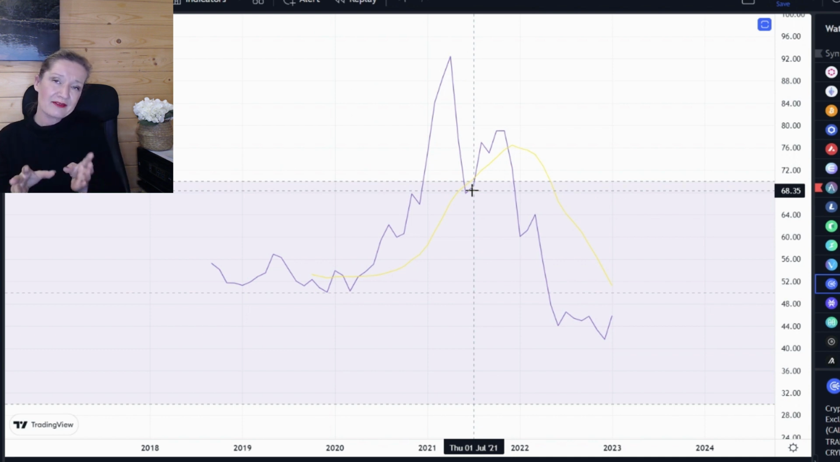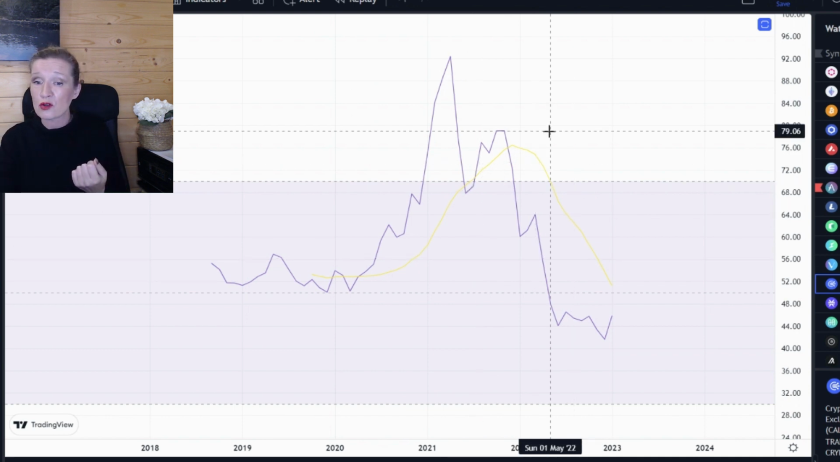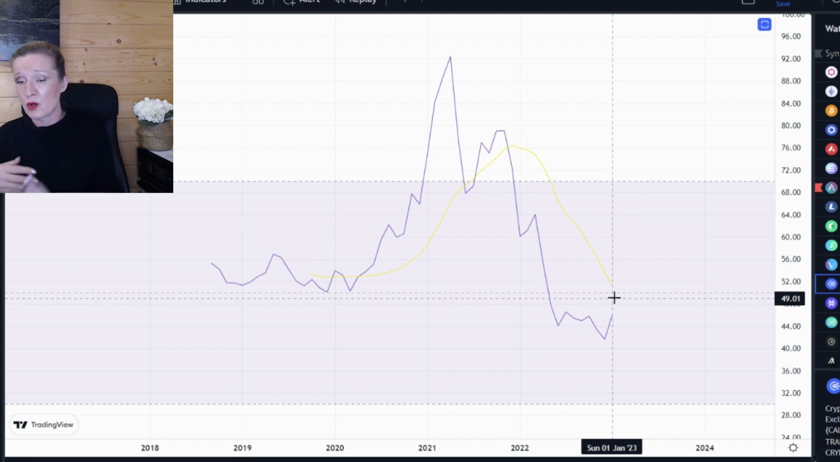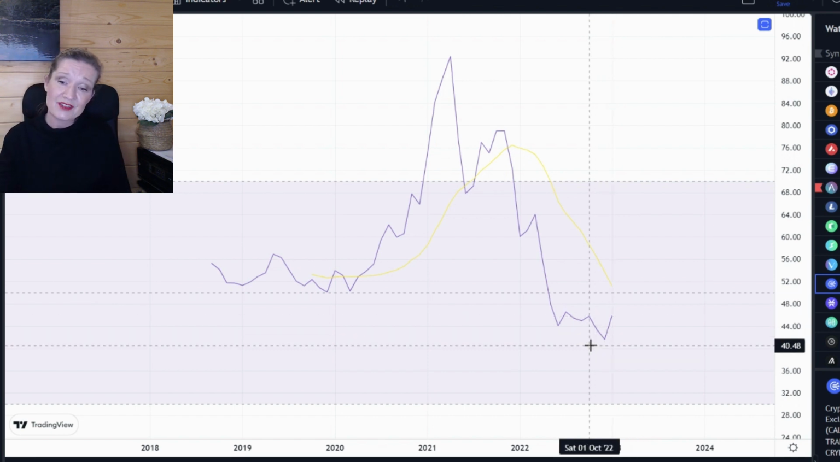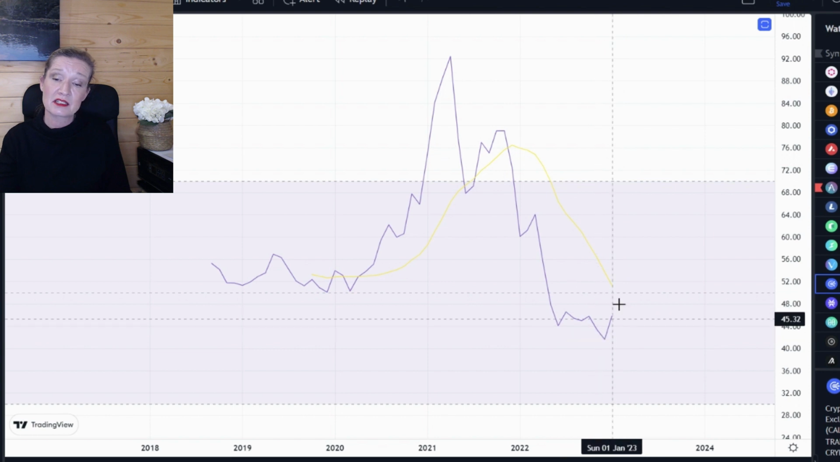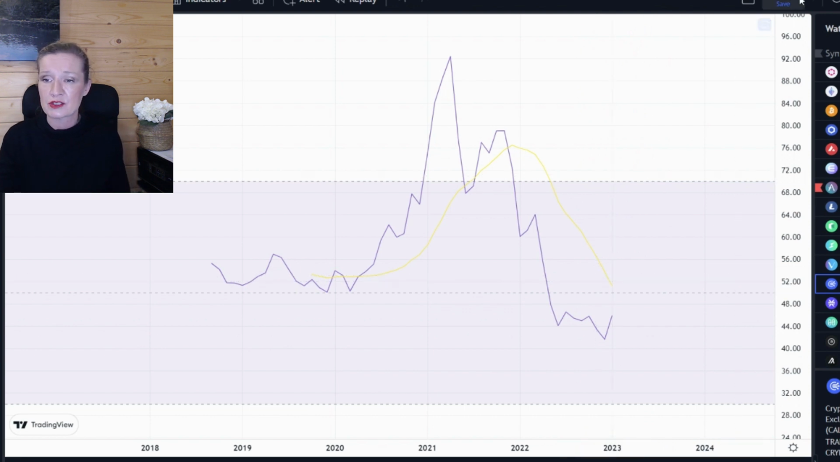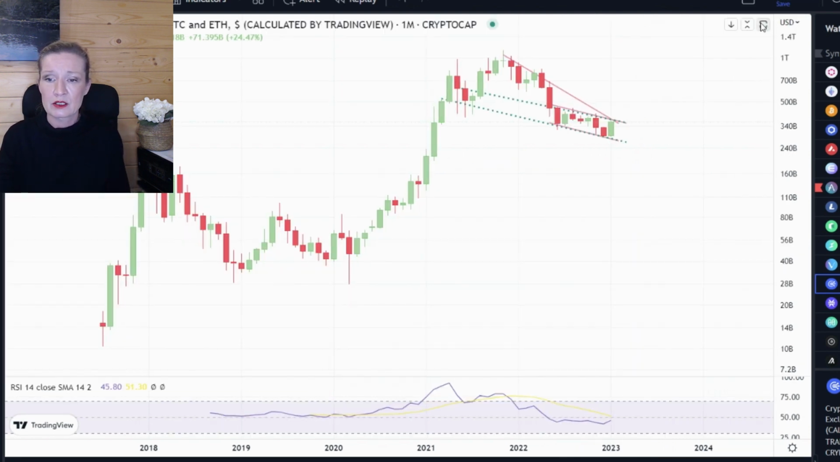But what we haven't done is cross this yellow line. And a true reversal will be when we totally cross the yellow line and continue with that momentum. But what we have seen is that it has started to point upwards towards a neutral range, in either an overbought nor an oversold range. So let's go back into the charts here.